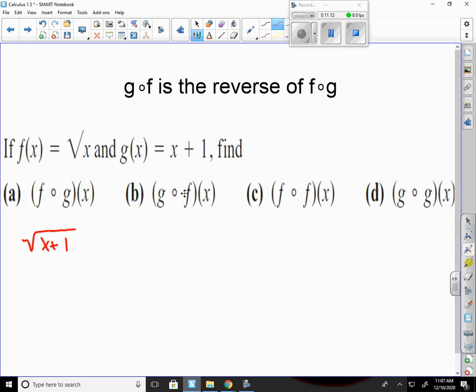G of f of x means I put the square root of x in to the g function everywhere there's an x. So g of f of x equals square root of x plus 1. F of f means that I put whatever this value is inside another f of x. So it's going to be f of x equals, and that's the square root of the square root of x.